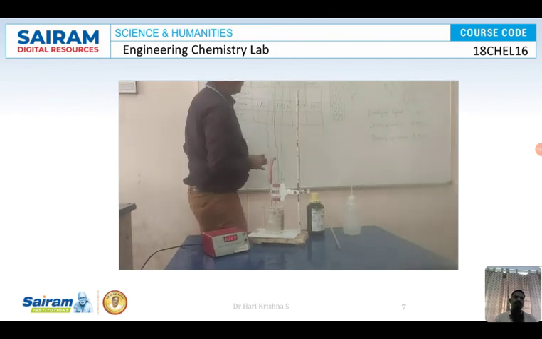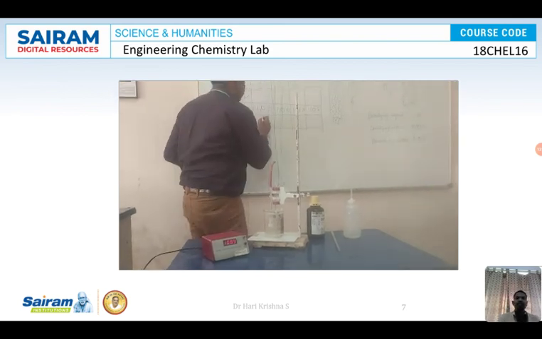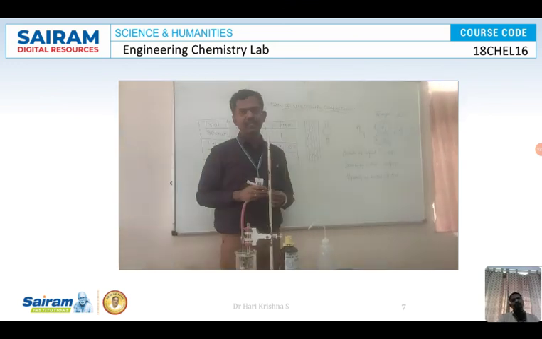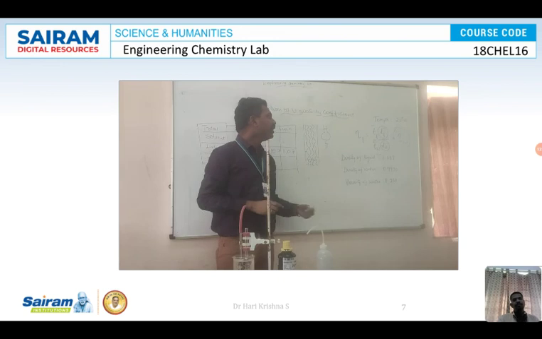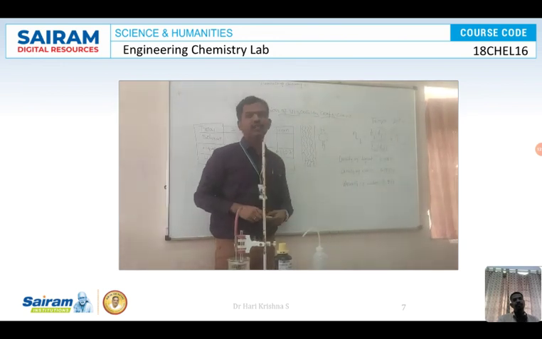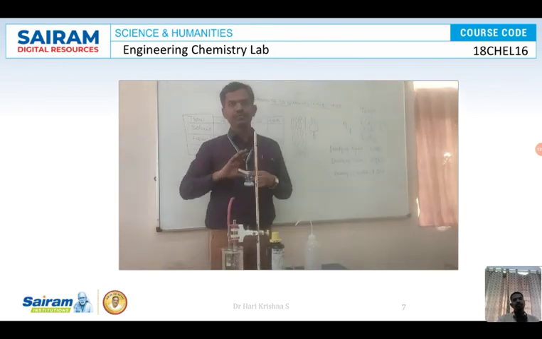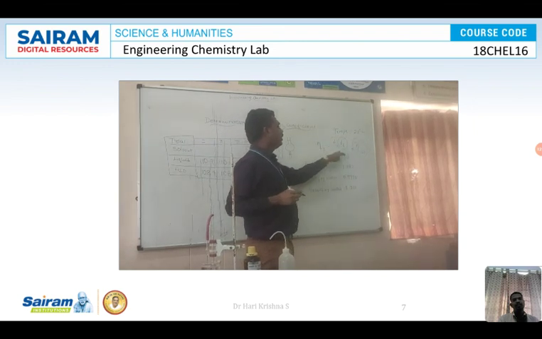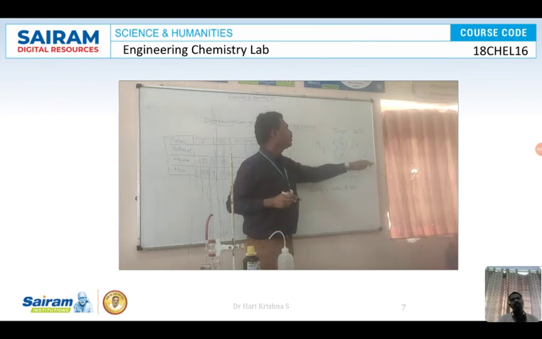It is 108.9. We are going to repeat it 3 times, take the mean, and calculate the viscosity of the given organic liquid. Viscosity formula is time flow of liquid and density of liquid divided by time flow of water and density of water, into viscosity coefficient of water.